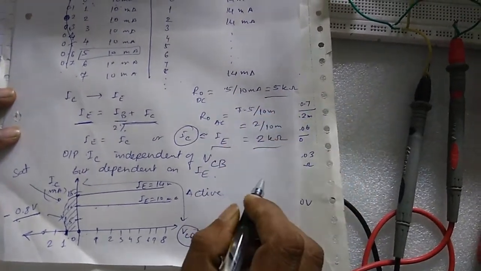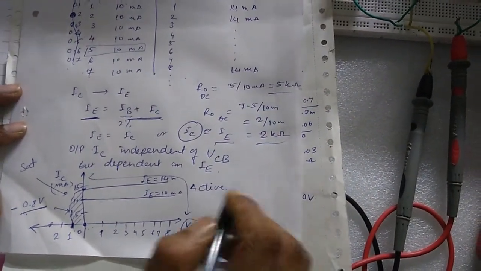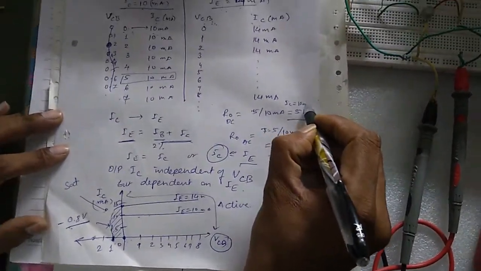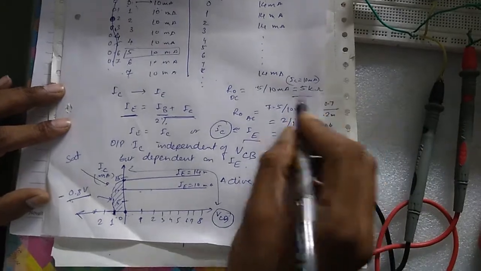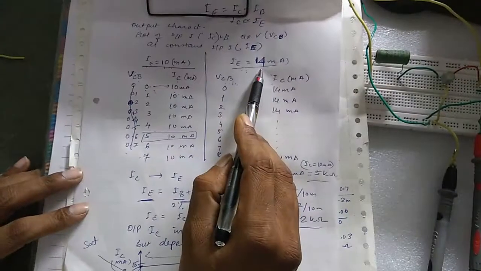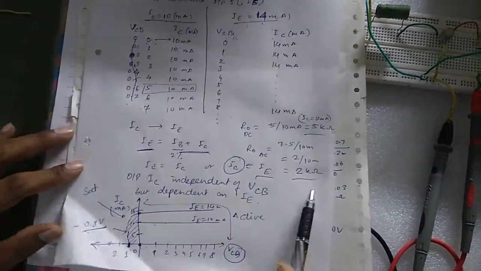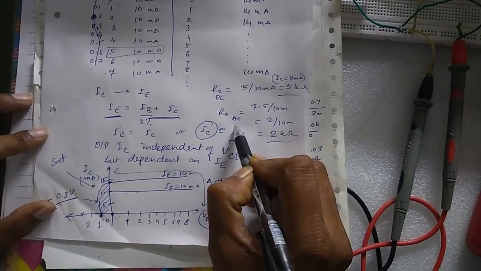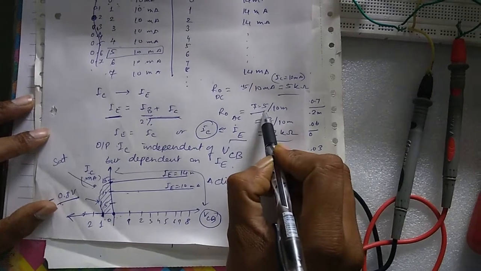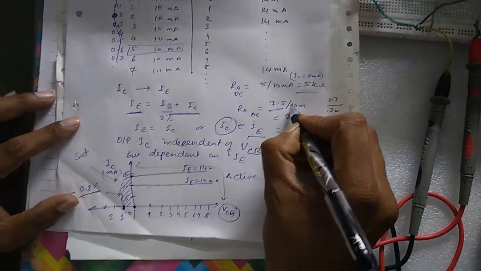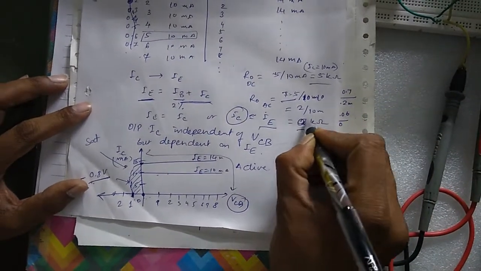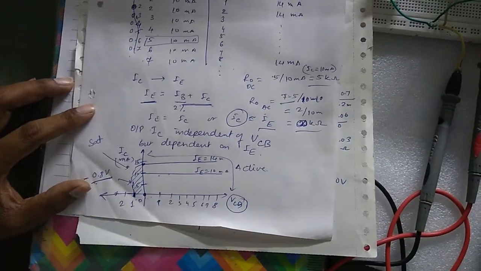So output resistance is very, very large for IC equals 10 milliamperes. You can calculate for 14 milliamperes also. So in AC output resistance or dynamic resistance, two values have been taken. So actually it is 10 minus 10, 0, resistance is infinite, so it's very, very large.